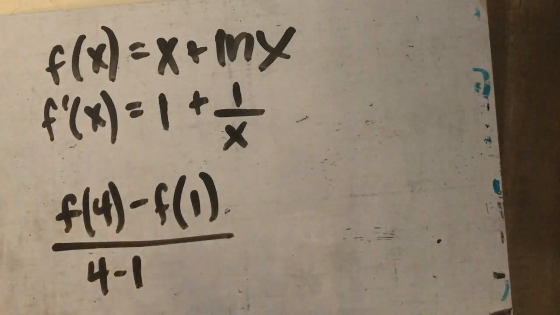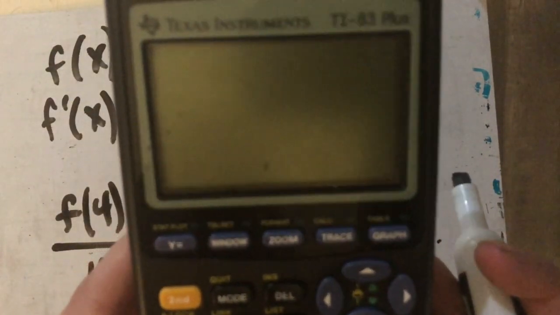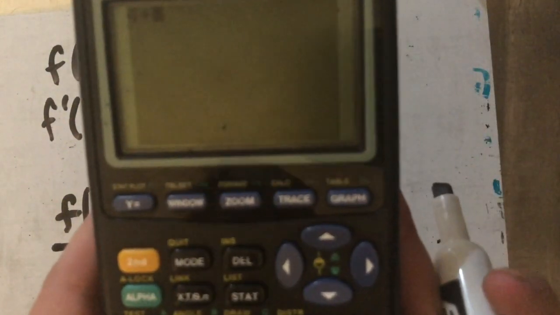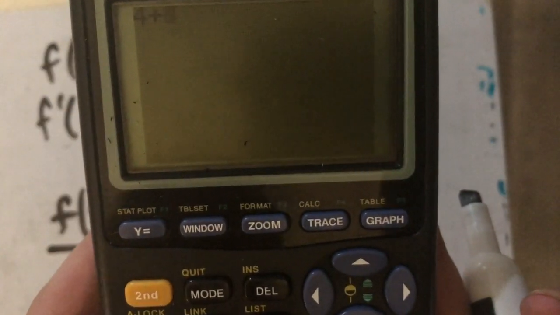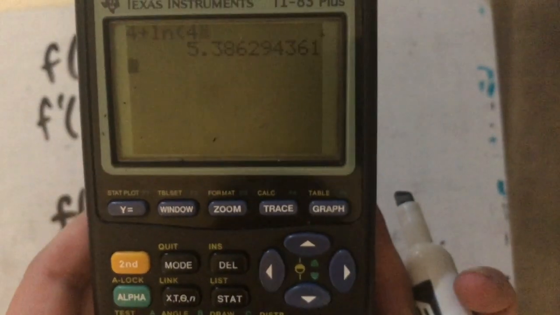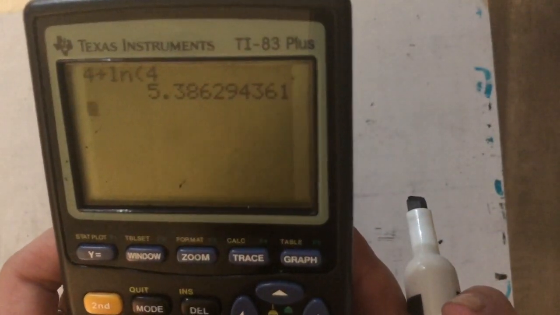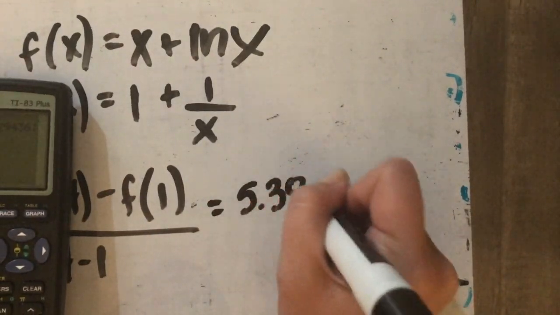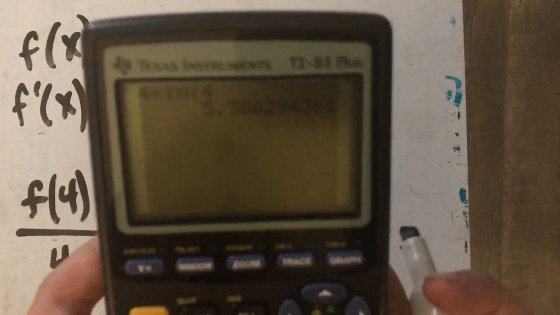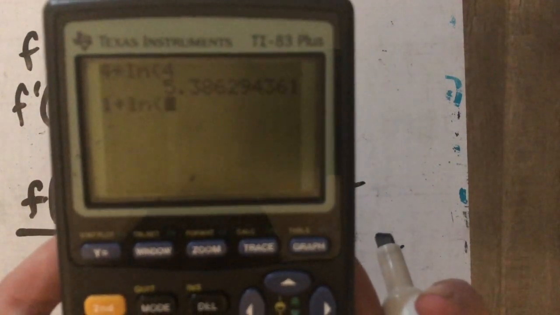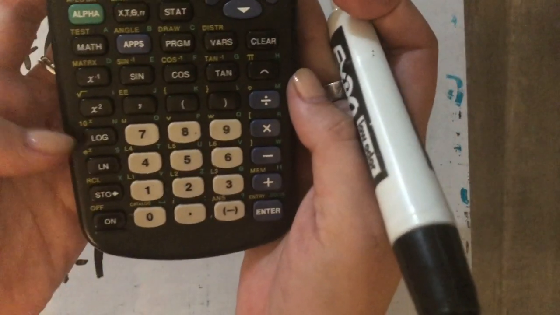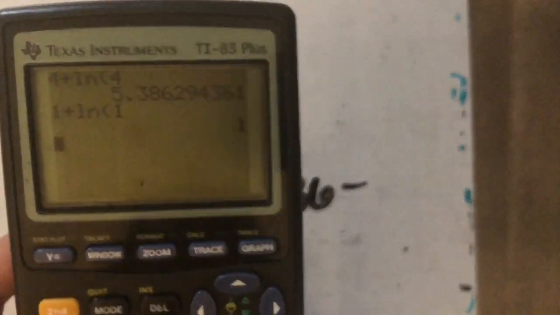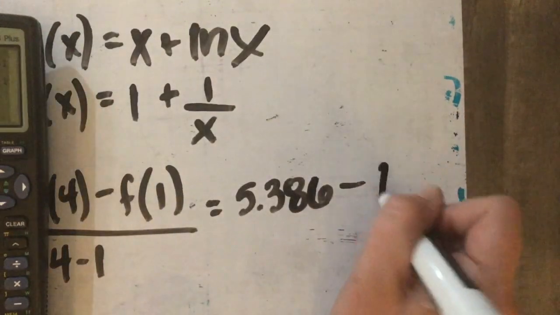This is why I need the calculator, so let's do f of 4. So I am going to do 4 plus the ln of 4, 5.386, minus, and then I want 1 plus the ln of 1. Those of you that don't know where the ln button is, it is right here. There we go. And I get 1.